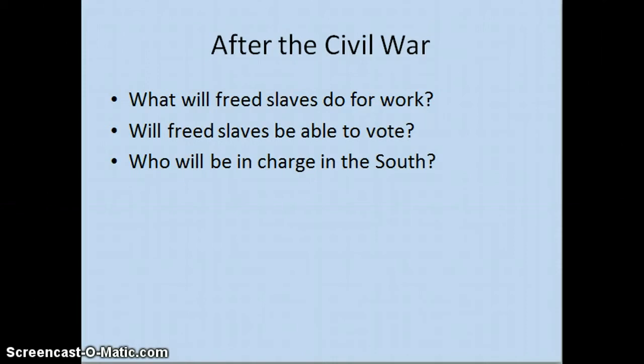You could have the planter elite. If you're not going to have the old planter elite in charge, who's going to do it? Are you going to have Northerners come in and be in charge? Are you going to have a different group of Southerners, like Southern Republicans? There were some of those. Are you going to have African Americans in charge of the South? After all, they are citizens now. Right? You could do various things, and these are the debates that need to be threshed out in the years after the end of the Civil War.